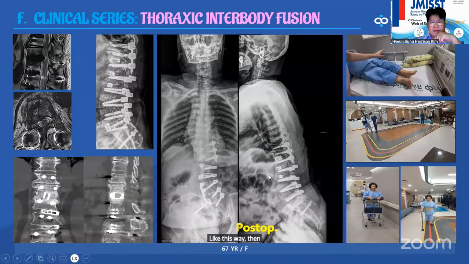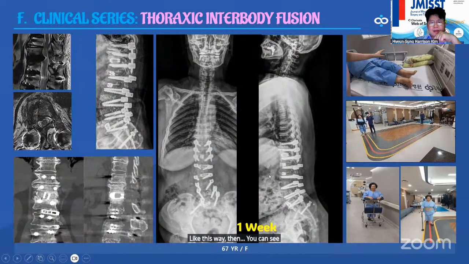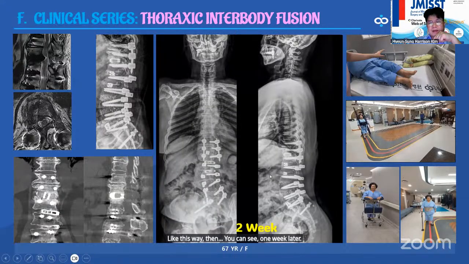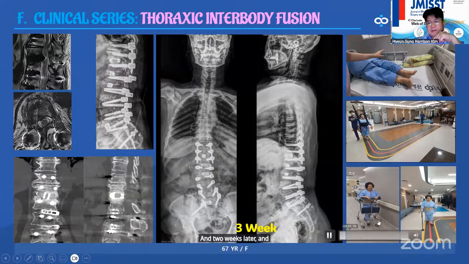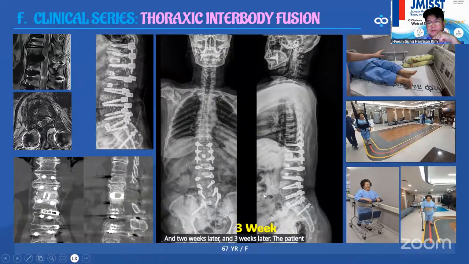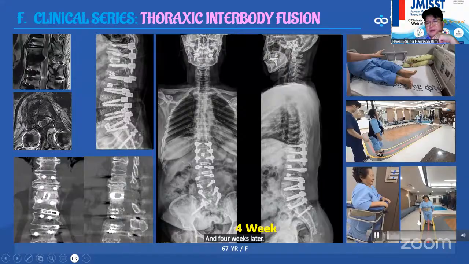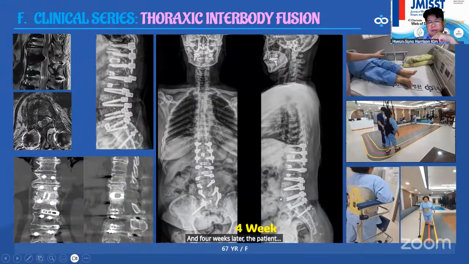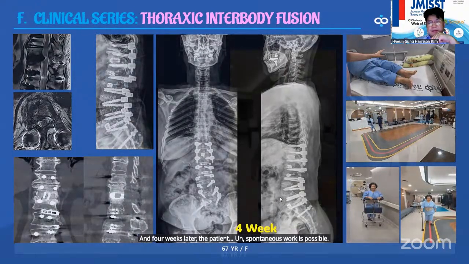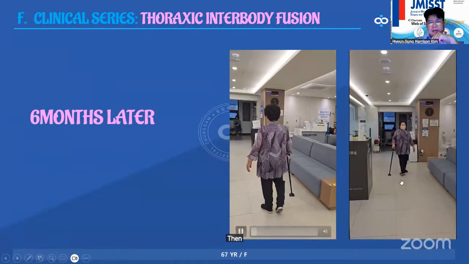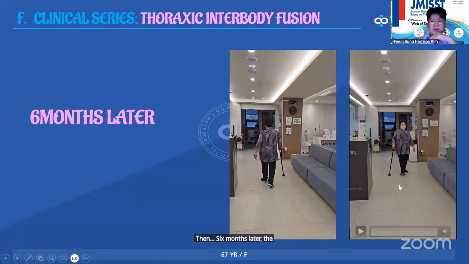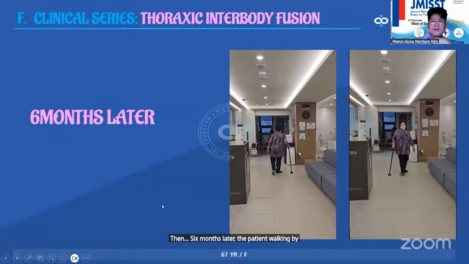Then you can see 1 week later, and 2 weeks later, and 3 weeks later, the patient is able to walk. And 4 weeks later, the patient's spontaneous walking is possible. Then 6 months later, the patient is walking by herself.